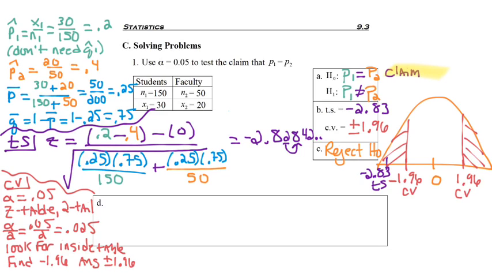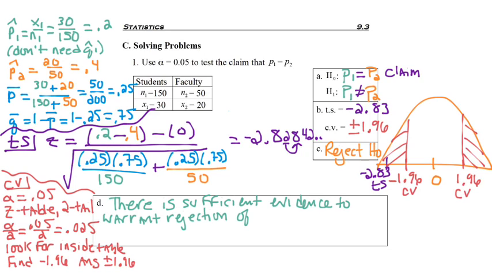So having a claim of H0 and rejecting H0, your final conclusion should begin, there is sufficient evidence to warrant rejection of the claim that, and as you reread the question, you just have the claim that P1 equals P2. So that's all there is to write.